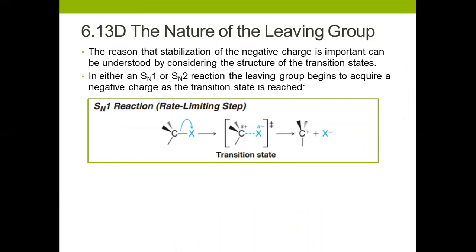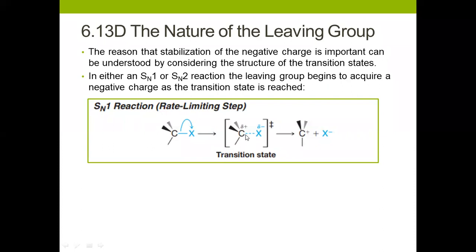Okay, the reason that stabilization of the negative charge is important can be understood by considering the structure of the transition state. So again, let's consider the SN1 reaction, when the leaving group leaves the substrate. When it leaves, of course, it can be assisted by the solvent, like protic solvents. And so there is a developing partial negative charge on the leaving group and a developing partial positive charge on the carbon. And so you see a broken line here.